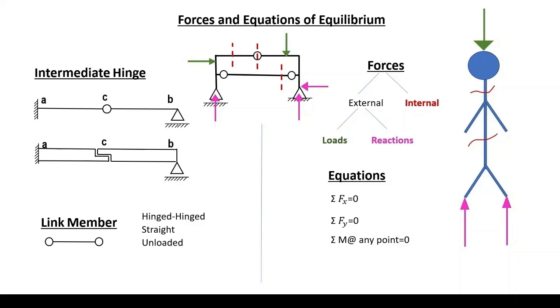We have an extra equation if we have an intermediate hinge. That is sigma moment about the intermediate hinge for part of the structure, either the left part or the right part, equals 0. Again, the first three equations apply for the whole of the structure, while the last equation applies only for part of the structure.